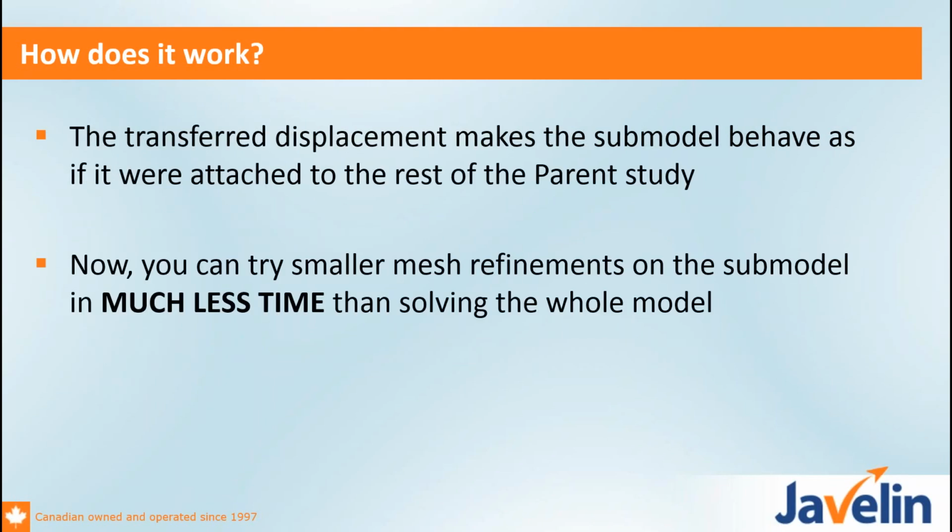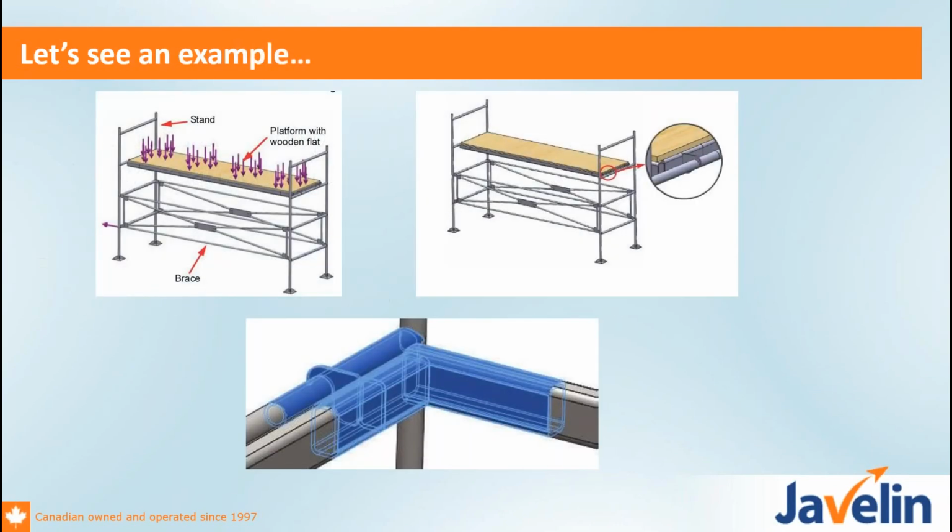Now, once we have that set up, we can run that submodel over and over again, trying smaller mesh refinements, small geometry refinements, etc., and solve it in much less time than solving the entire model. So let's look at this in a real example right now, and we'll look at this scaffolding platform. As I mentioned, we have this platform stand here with some bracing on the bottom, and then we have the platform on top of it, where we've got some beam elements, a piece of wood on top of it, and it's being loaded with some weight.